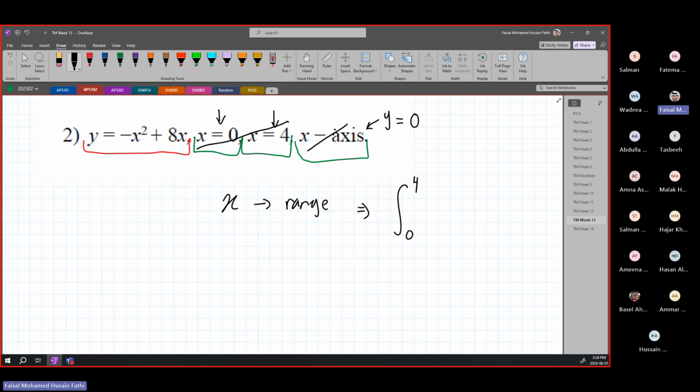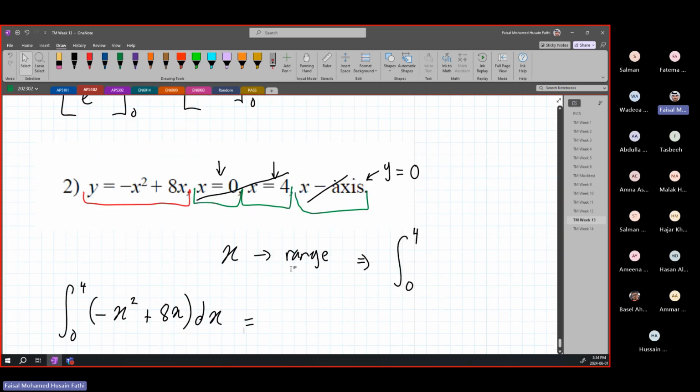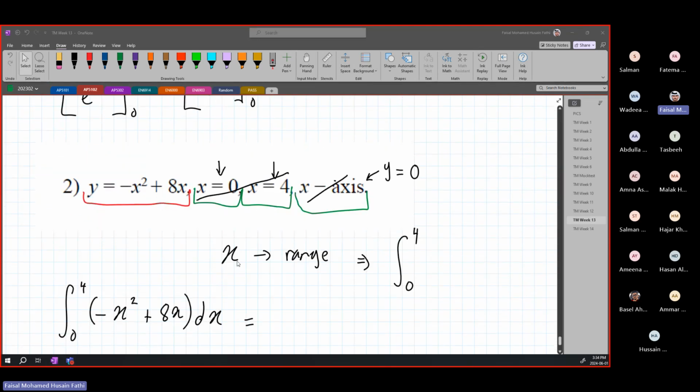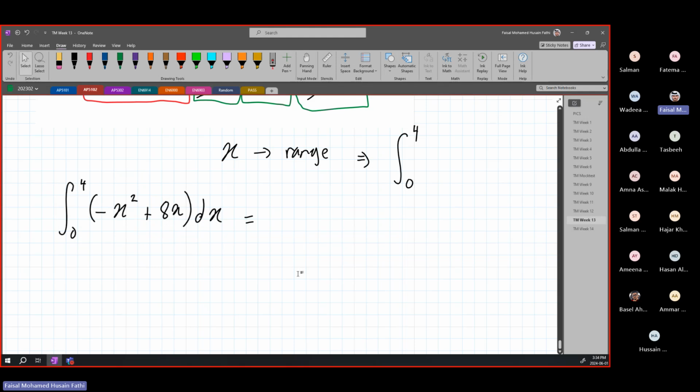So all we have left is the integration from 0 to 4 of our function, which is minus x squared plus 8x dx, okay? And then you just integrate and you'll be able to solve, all right? This, obviously, you guys need to practice as much as you can. Me, I'm just trying to focus on the concept of how you would set up your actual integration, all right?